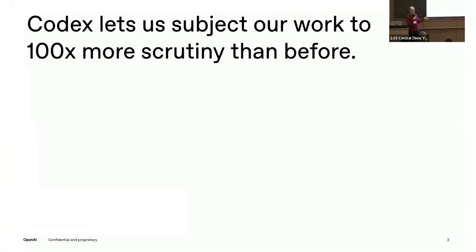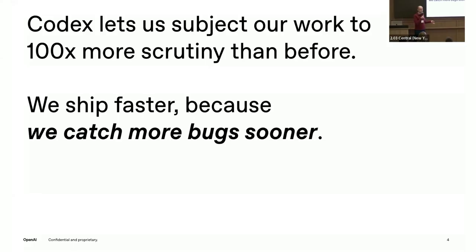So the TLDR of this talk is this. I'm going to start right with the bottom line. With Codex, which is OpenAI's coding and general work harness, we can subject our work to 100 times more scrutiny than ever before. And that is how we end up shipping faster. Because not having bugs that get deployed to production means that you move more quickly. We catch more bugs sooner.